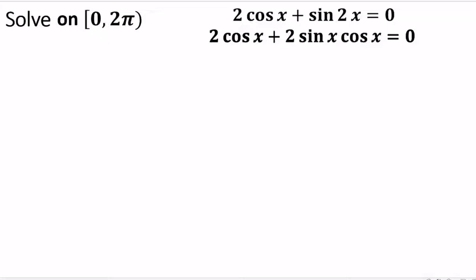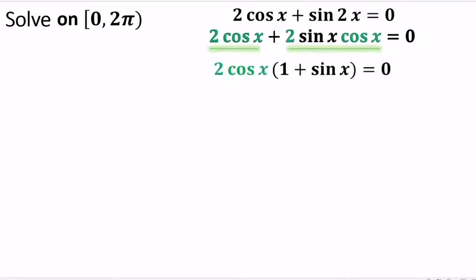It is okay for there to be different trig functions as long as when you get everything to one side set to 0, the expression will factor. Both terms have a 2 and a cosine x in common, so we can factor 2 cosine x out. With our equation factored, we can set each piece equal to 0.